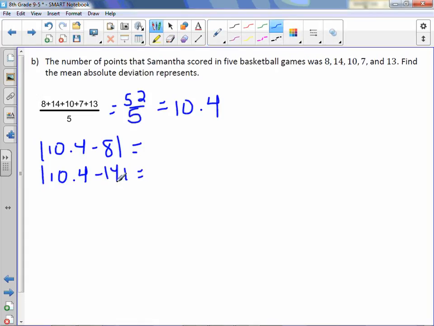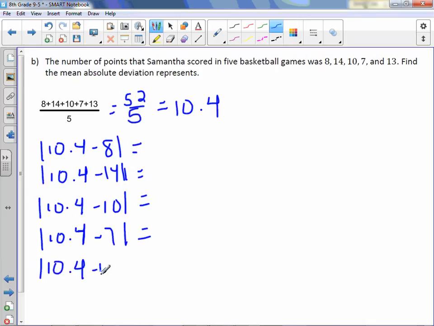Okay, so the first one is the absolute value of 10.4 minus 8. The absolute value of 10.4 minus 14. The absolute value of 10.4 minus 10. The absolute value of 10.4 minus 7. And the absolute value of 10.4 minus 13.